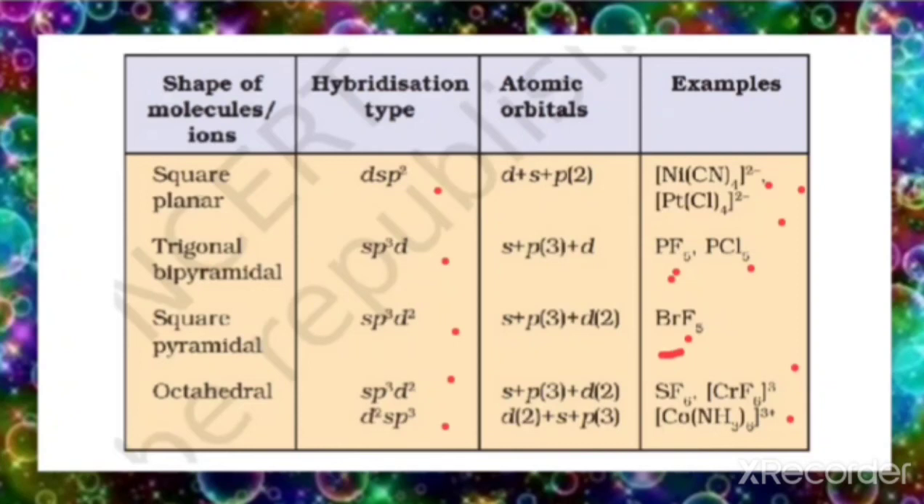BrF5, PCl5. These have a geometry in which the hybridization involves the d orbitals also. So these are all the different examples.